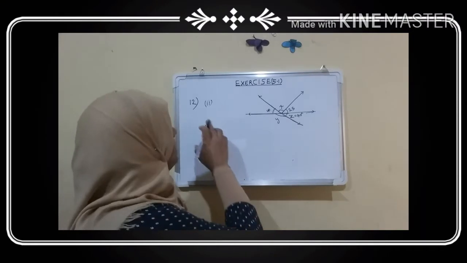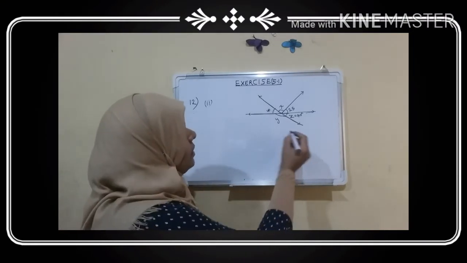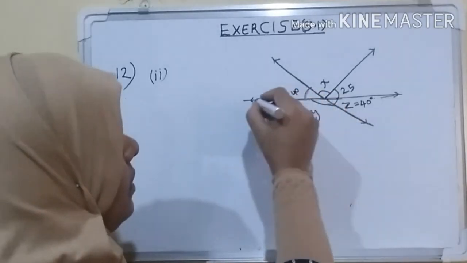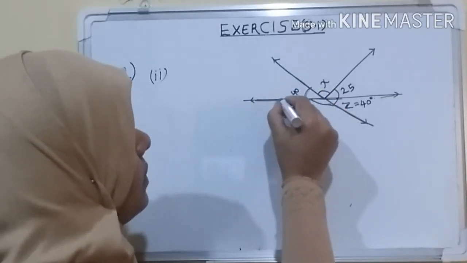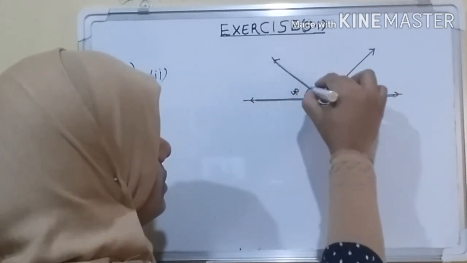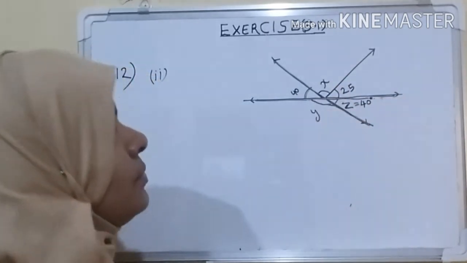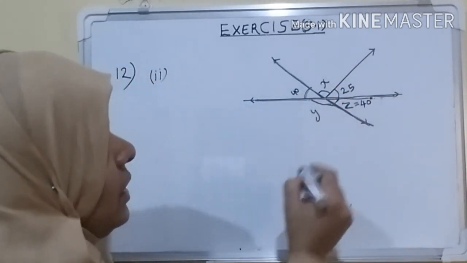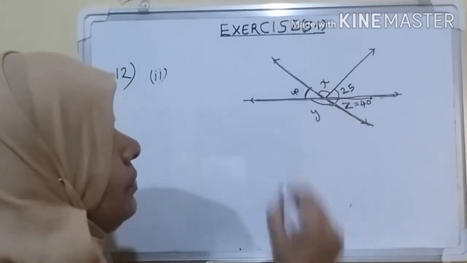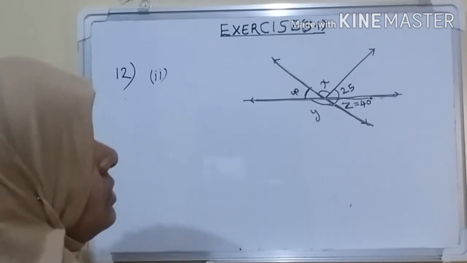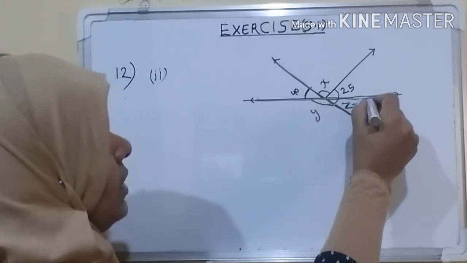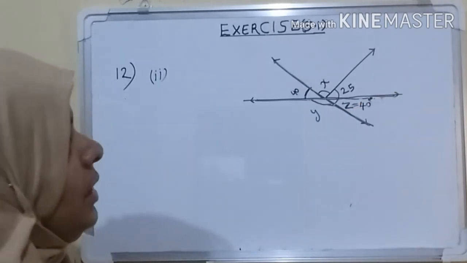Okay, let's do the 12th second question. Here we have to find the values of X, Y, Z. Listen here, consider this line and this line. These two lines intersect at this point. Then what are the vertically opposite angles? This Z and this 40 are vertically opposite angles. So we can say this Z equals 40 degrees, because vertically opposite angles are equal.